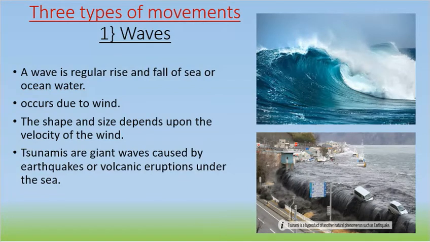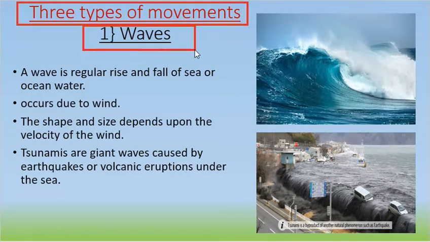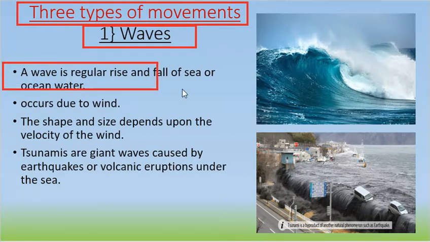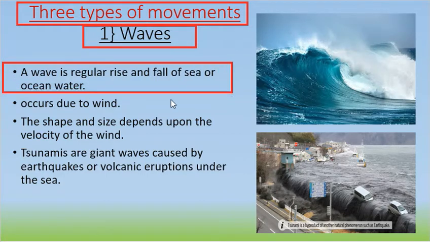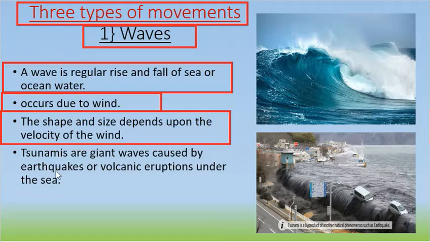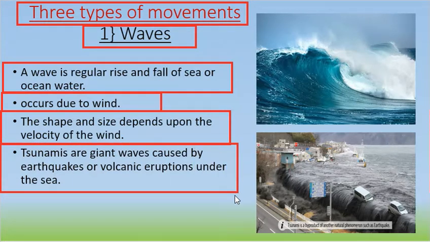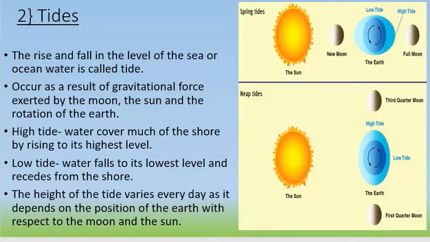Now, let us see the three types of movements of ocean. First, waves. A wave is the regular rise and fall of sea or ocean water. It occurs due to wind. The shape and size depend upon the velocity of the wind. Tsunamis are giant waves caused by earthquakes or volcanic eruptions under the sea.